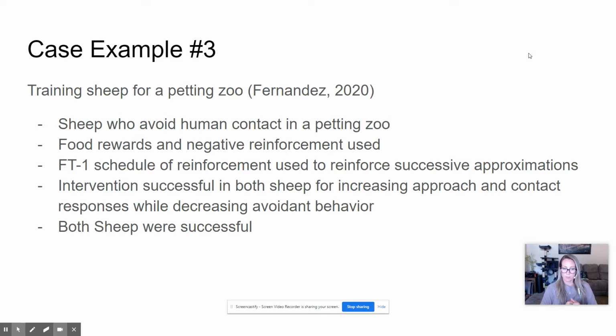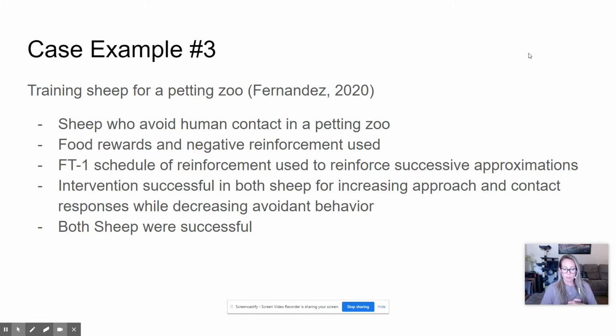So this is from Fernandez 2020. Looking at using food reinforcers and negative reinforcement. So the negative reinforcement is the removal of the people. They used a fixed time 1 schedule of reinforcement to reinforce the successive approximations. And the intervention was successful in both sheep for increasing approach and contact responses while decreasing avoidant behavior. Both sheep ultimately were successful in meeting those goals.